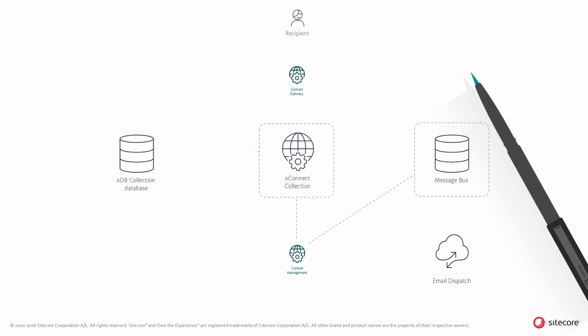The unsubscribe message previously placed on the messaging bus is picked up by the content management role, and it will remove the lists from the contact using the XConnect collection service. Finally, it can send an email confirming the unsubscribe through the email cloud service or custom SMTP.